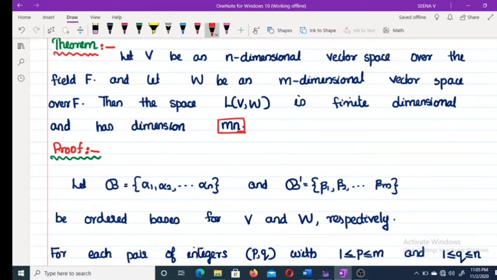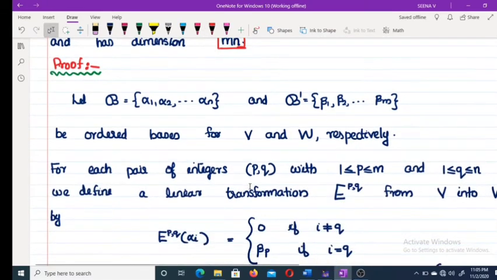Now, moving to the proof. Listen carefully. We are given that V is of dimension n and W is of dimension m. Let B = {alpha 1, alpha 2, ..., alpha n} be an ordered basis for V. Clear? And B' = {beta 1, beta 2, ..., beta m} is an ordered basis for W. Clear? We are choosing two bases, one for V and another for W.